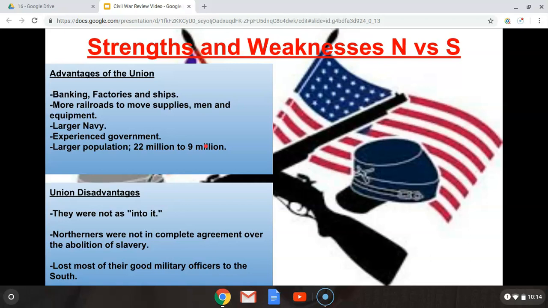So a lot of those military officers like Robert E. Lee, Longstreet, Pickett, they were all from the South. So the North had a weaker generalhood, I guess you could call it.